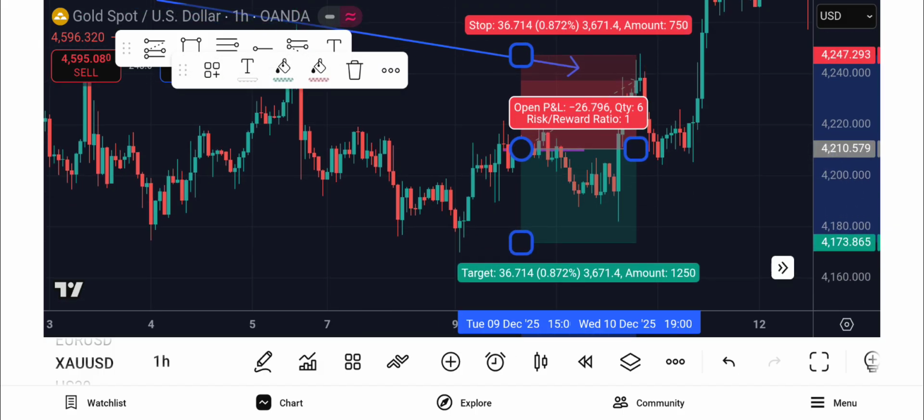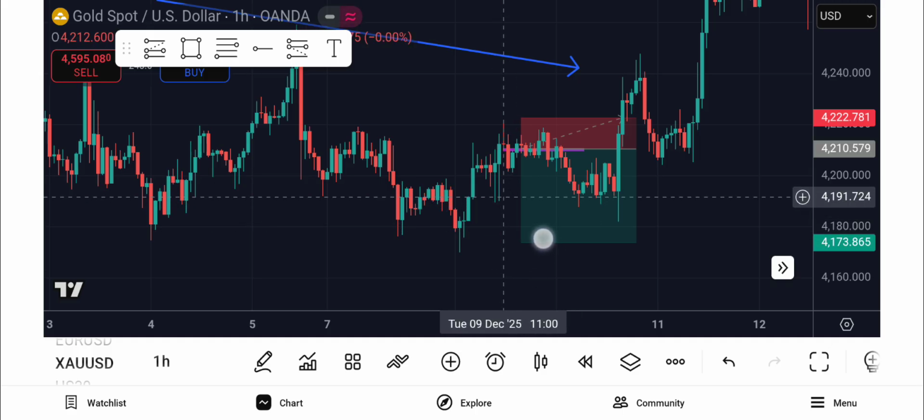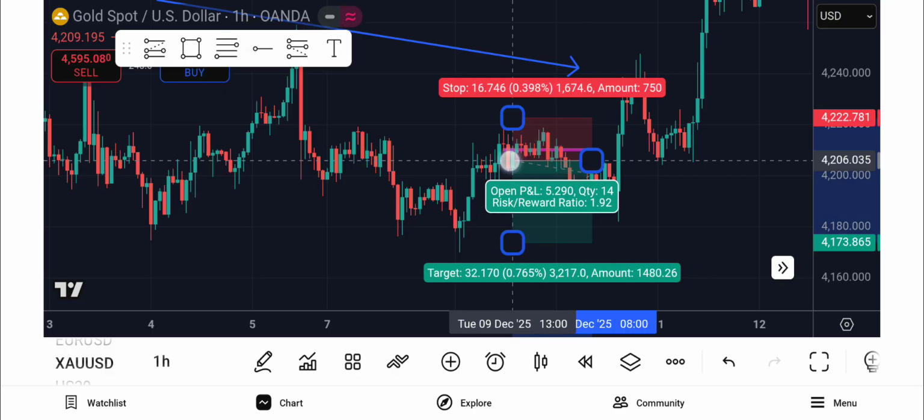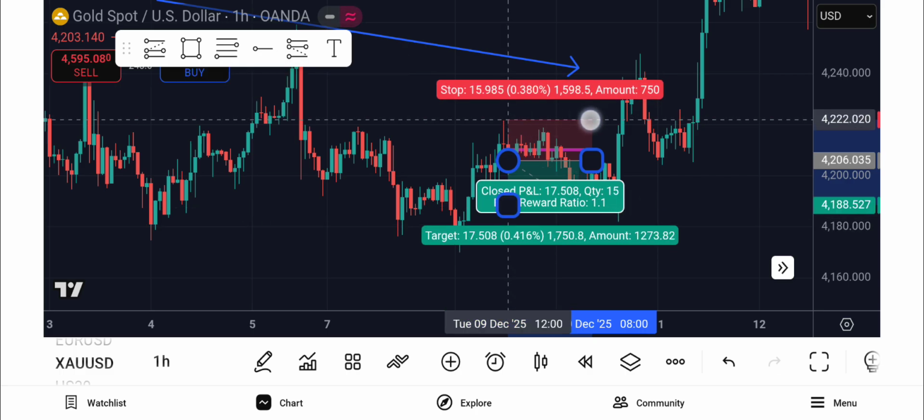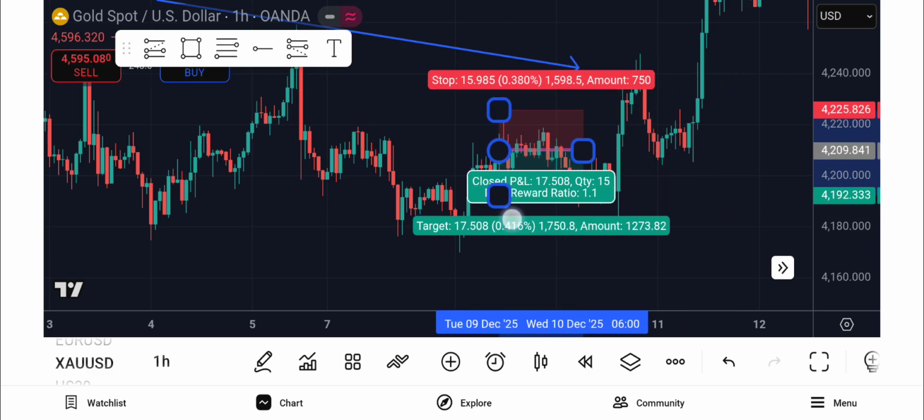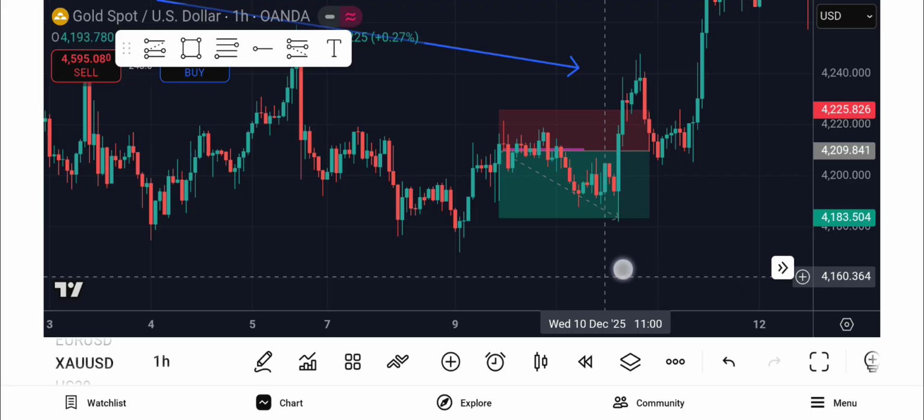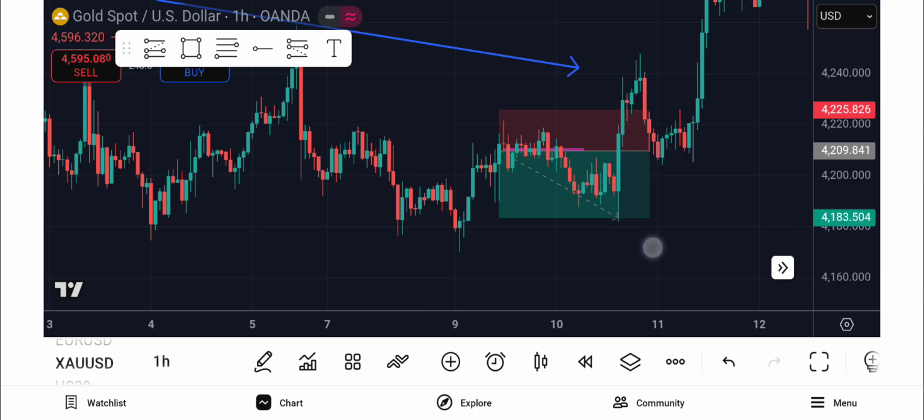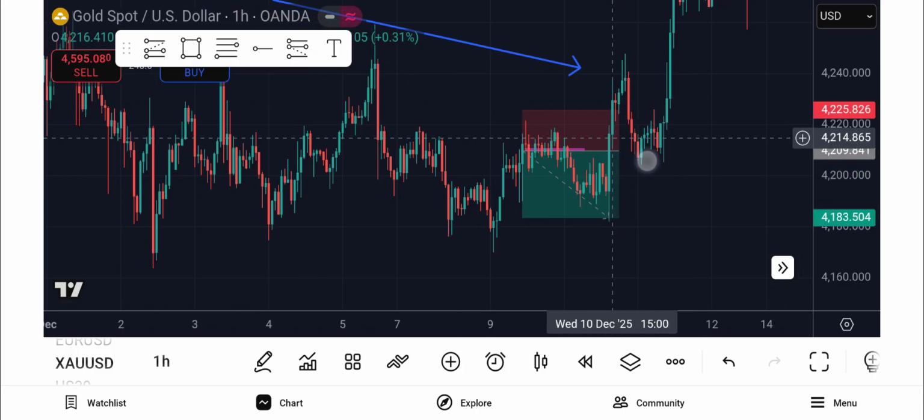Your stop loss would be above this first candle right here, and then you would enter the sell. You've got to make sure you're not in this for too long. You could be in here maybe back down to this liquidity area around here before you get taken out.